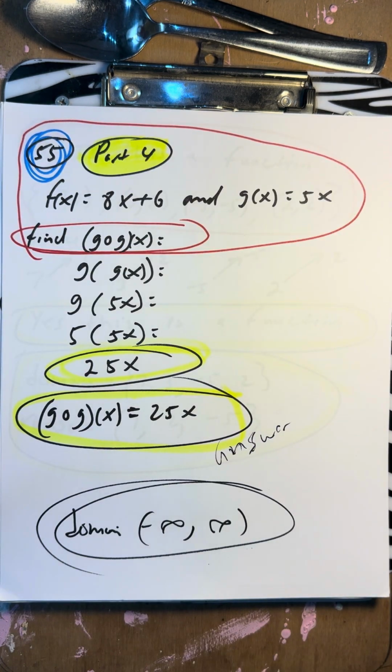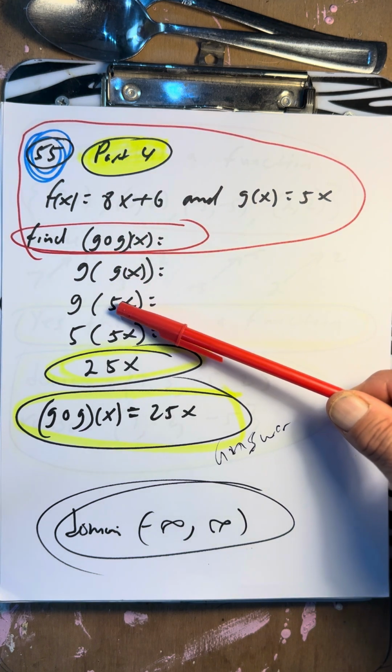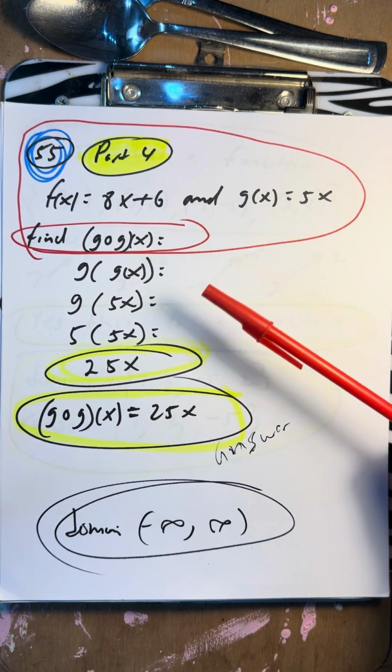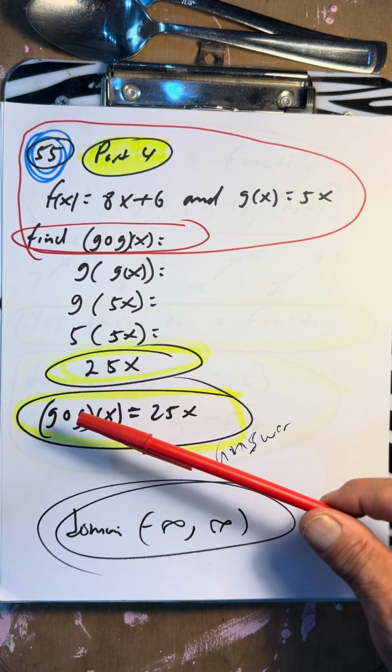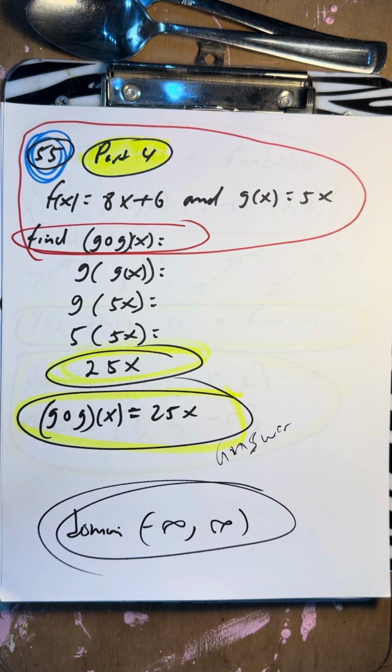This one. f of x is that. g of x is that. g circle g of x. So g of x is 5x. Guess what? Put the 5x inside the 5x. So 5 times 5 is 25x. So g circle g of x is 25x. Domain is -infinity to infinity.